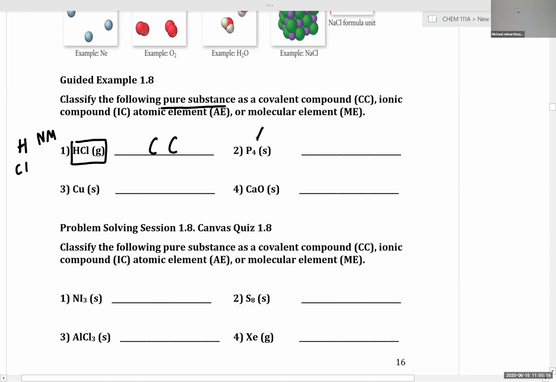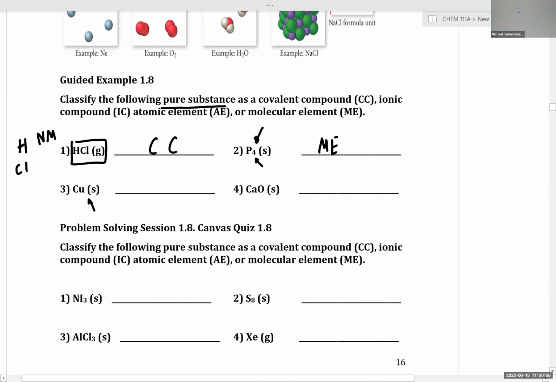Let's look at P4 now. Is P4 an element or a compound? It's an element. Now looking, do we have more than one atom? Are we dealing with an atomic or molecular element? Yep, so it's a molecular element. Exactly right. We have more than one atom.